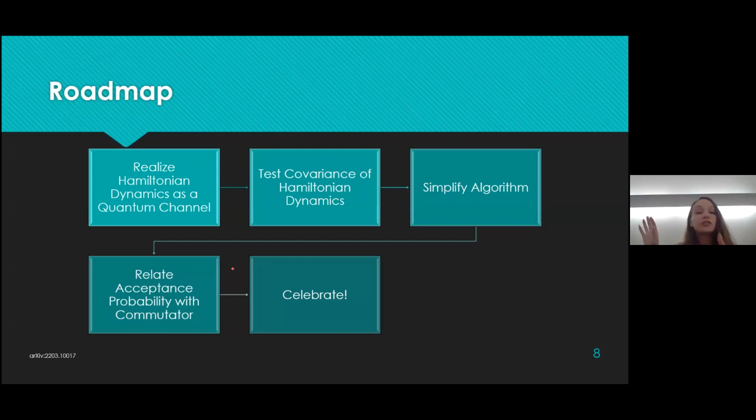And now I said before that symmetry of a channel, we call that covariance of the quantum channel. And there's a way to test for covariance of Hamiltonian dynamics. I'm going to give that to you. And then I'm going to say, wait, hold on, I can simplify this. There are going to be some manipulations there. Then I'm going to take the acceptance probability of this algorithm and look for that commutator relationship. When I see a commutator, I'm going to think symmetry. When I can get that to appear directly in my acceptance probability, I'm going to celebrate. And that is a necessary part of the algorithm, 100% required.